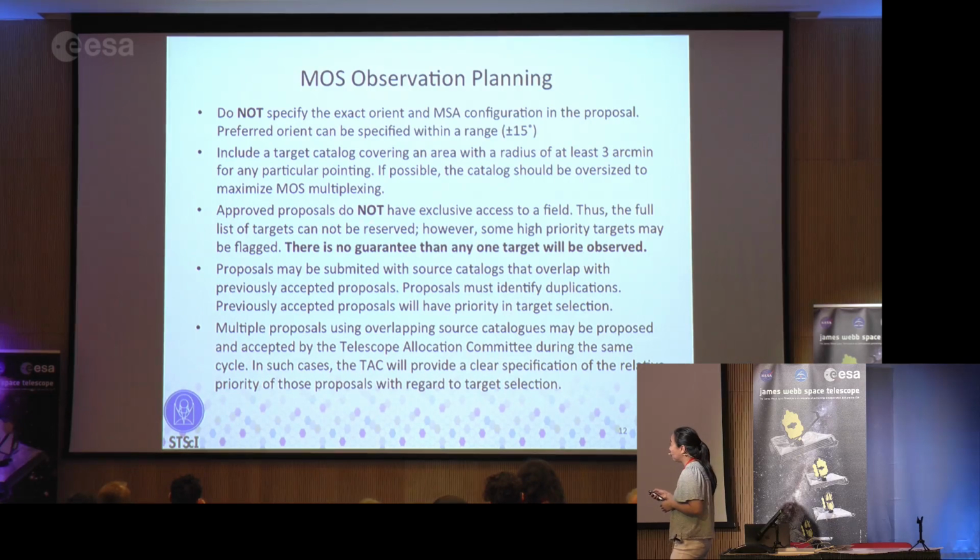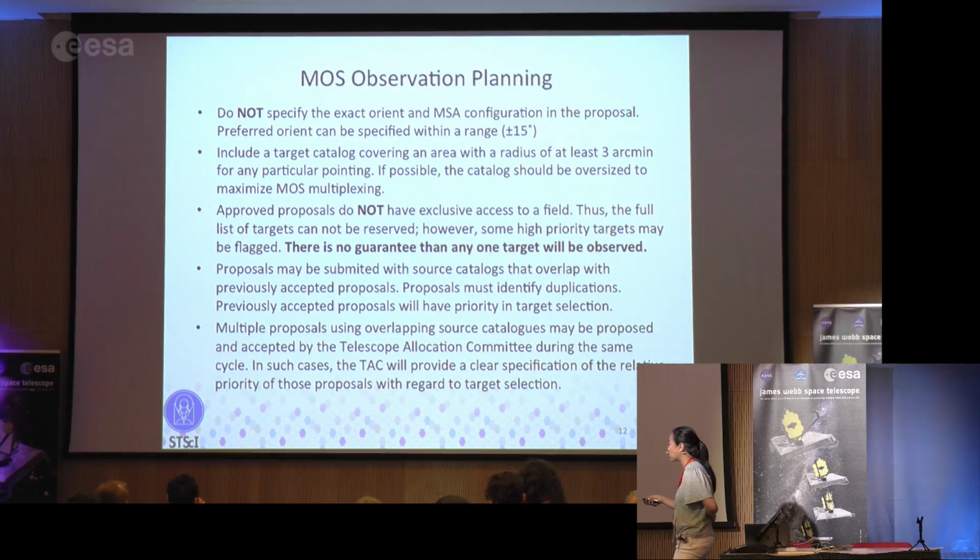Approved proposals do not have exclusive access to a field, thus the full list of targets cannot be reserved. However, some high priority targets may be flagged. There's no guarantee that any one target will be observed. Proposals may be submitted with source catalogs that overlap with previously accepted proposals. Proposals must identify duplications. Previously accepted proposals will have priority in target selection, as Jeff already discussed.